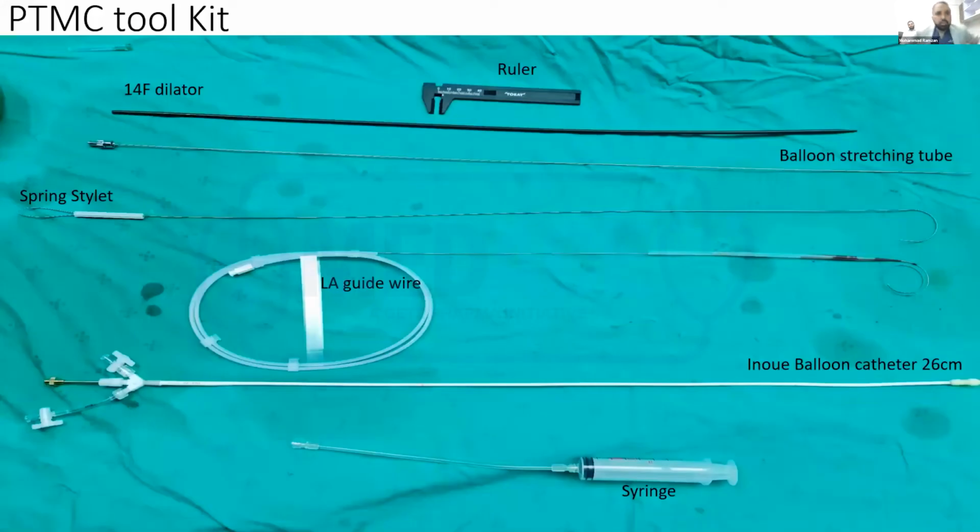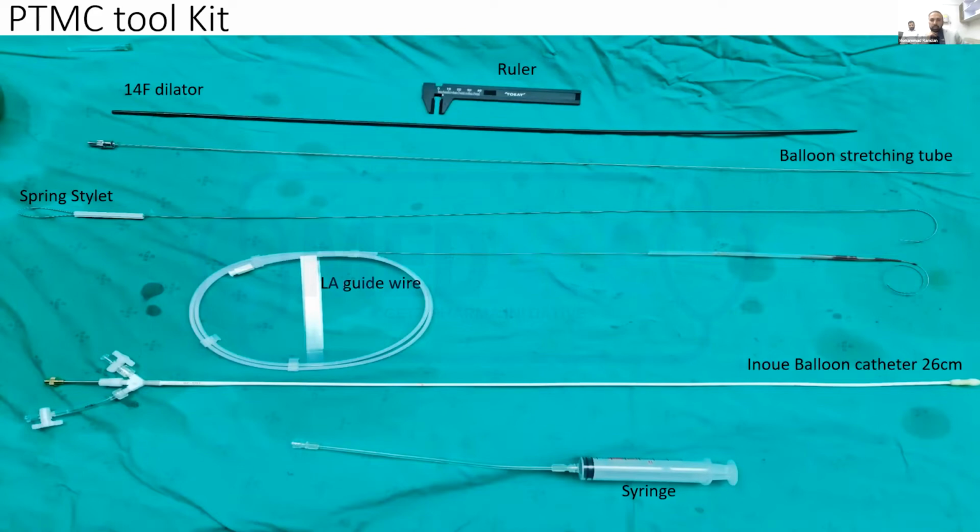After septal puncture, we will start preparing the balloon for the mitral valvotomy, and this is the whole assembly of the PTMC toolkit. There is a ruler, a 14F dilator for the septal dilatation, a balloon stretching tube, the spring stylus, an LA guide wire, and then an Inouye balloon and the inflation syringe.